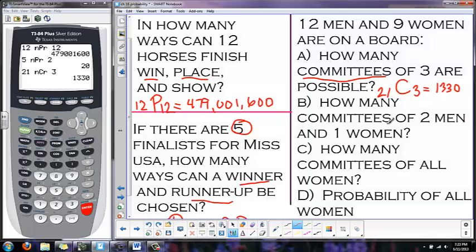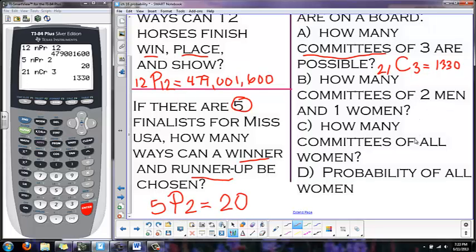How many committees of 2 men and 1 woman? Okay, well now we're getting a little bit more interesting. Now we actually have to think about this just a little bit more. Whenever you see the word and in a problem, you need to think of multiplication. I'm going to explain this a little bit more, but we're going to have to do 2 different sets of combinations, okay?